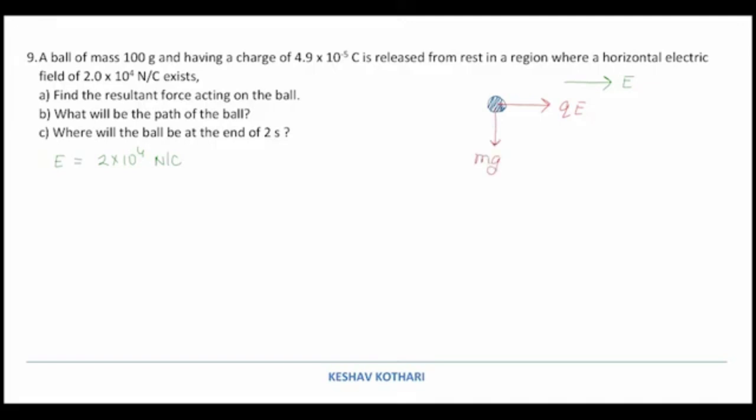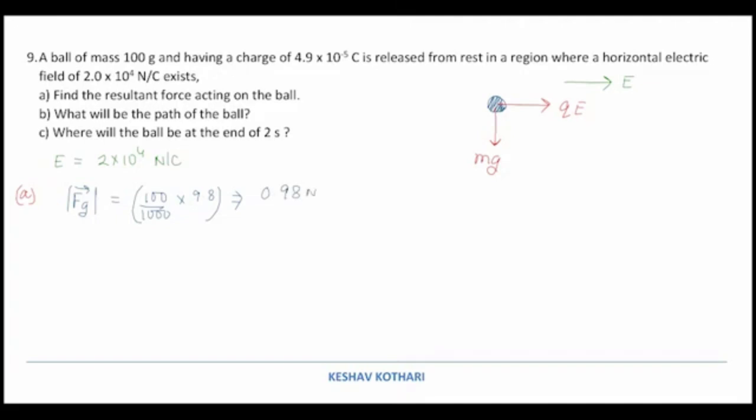So the first thing that we do is calculate these two forces individually. First of all, we calculate the gravitational force acting in the downward direction, which equals 100 gram, divided by 1000 to make it into kg, and then multiplied by 9.8 meter per second square. For this particular question we are using the value of g as 9.8. On solving, we get 0.98 Newton.